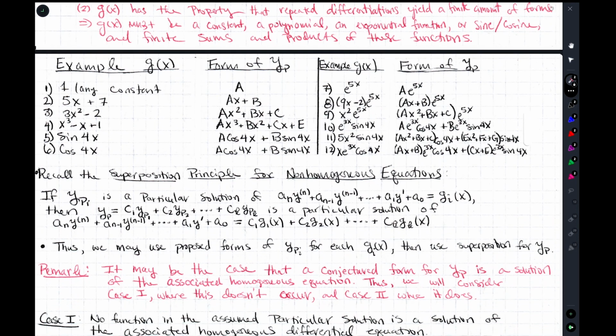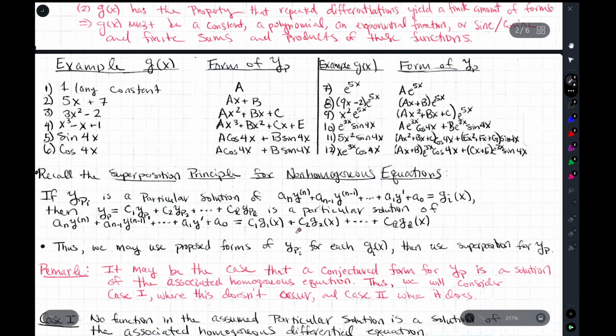Now, it might be the case that you don't just get a cosine 4x for g of x. You might get a cosine 4x plus e to the 5x, and that's different than this, which is a product, e to the 3x times sine 4x. You might instead get cosine 4x plus e to the 5x plus, say, a term that's the product.